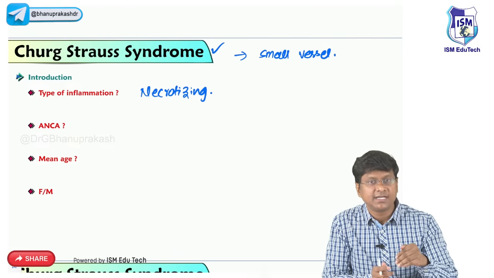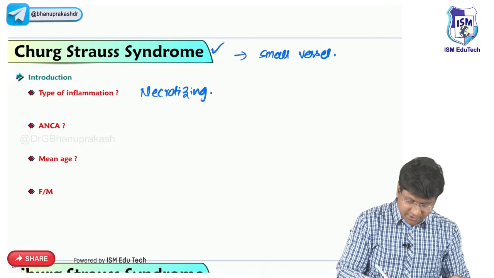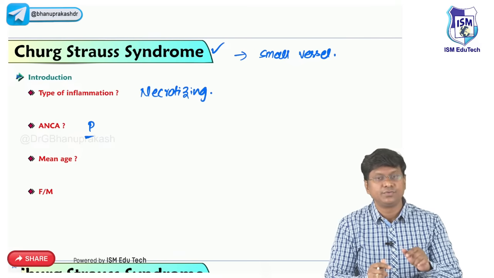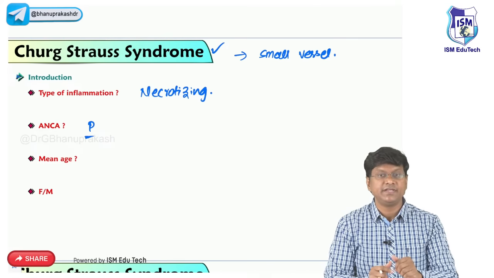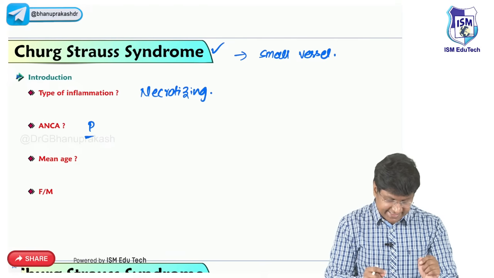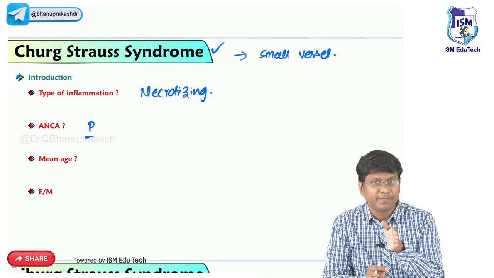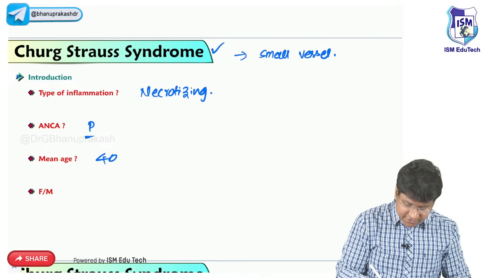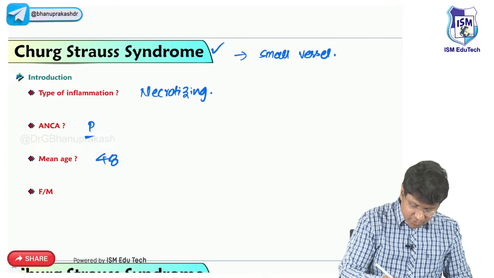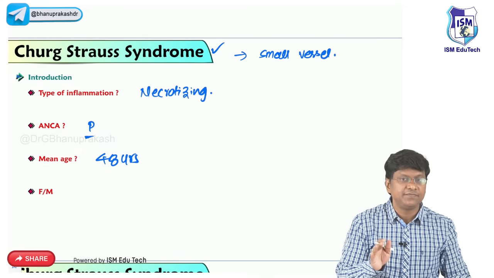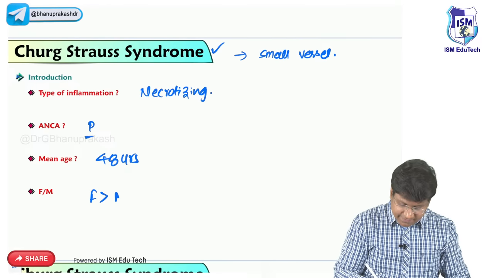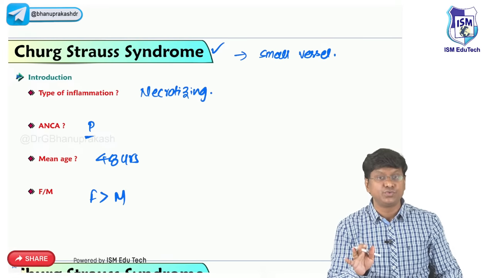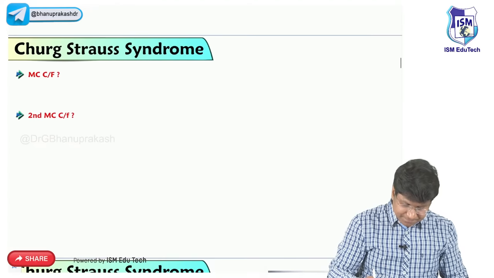And what is the ANCA that will be positive in case of Churg-Strauss syndrome? That is your P-ANCA. So P-ANCA will be positive in Churg-Strauss syndrome, and it can be present in microscopic polyangiitis as well. Now, the mean age at which you can have the development of Churg-Strauss syndrome is around 45 years. And if you take the male to female ratio, there is a slight female preponderance compared to males. That is, 1:1 is the ratio.